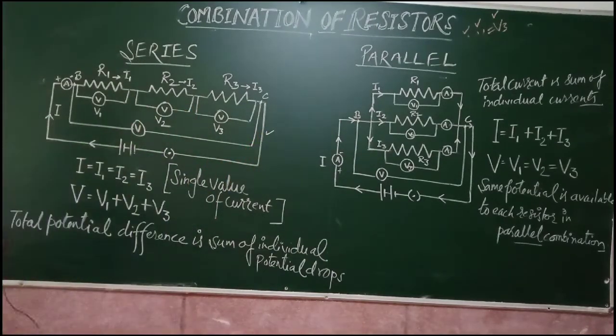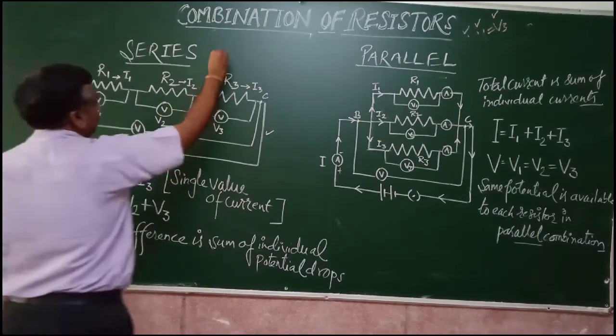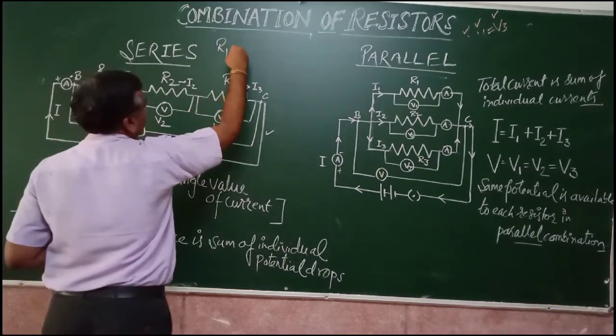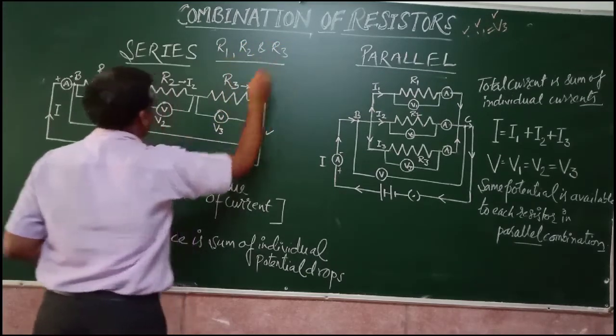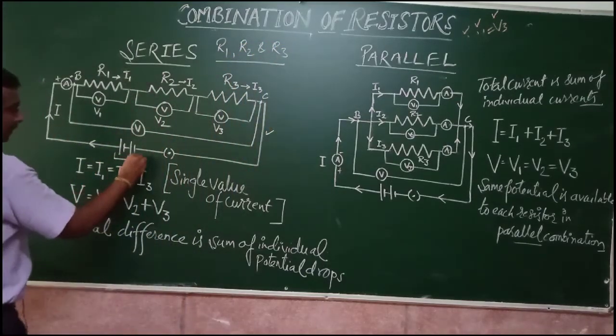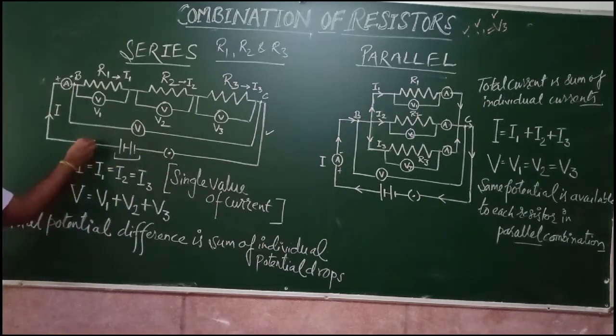Now in this circuit you will see that there are three resistors R1, R2 and R3. And there is a source of potential difference, that is two cells which are connected in series. So this is a battery. Now when we switch on, the current starts flowing. Suppose the current flowing is I, which is measured by the ammeter which is placed here.